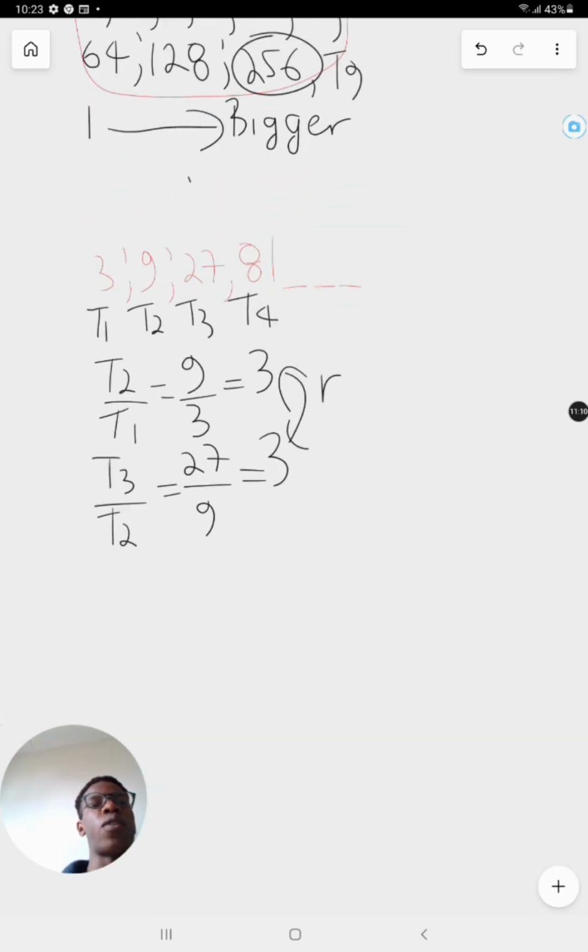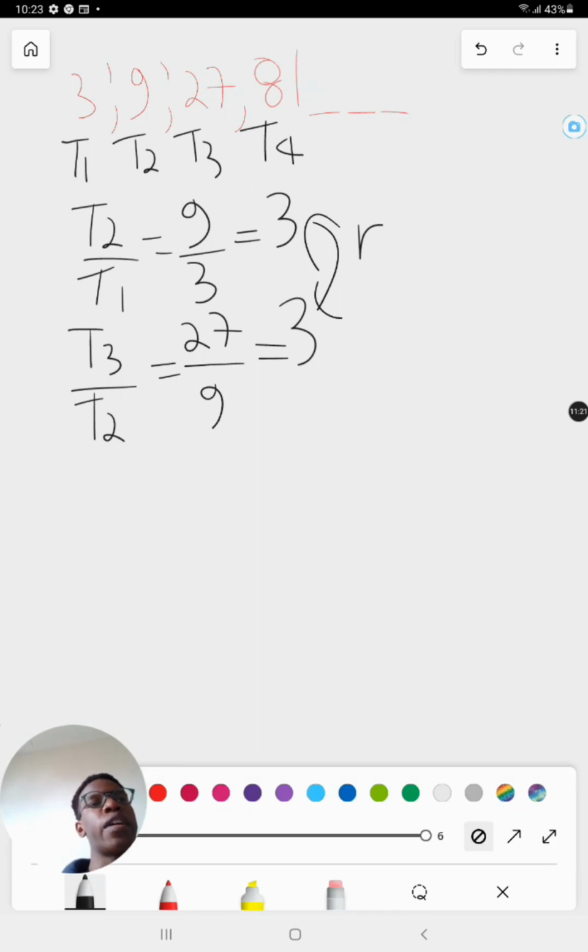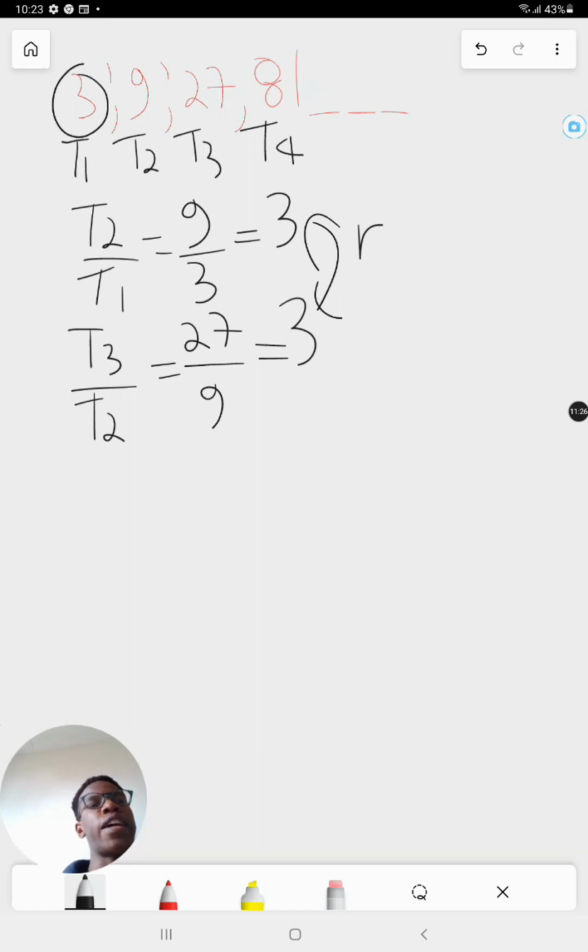It's geometric. Now, you will notice that in this geometric sequence, these numbers are getting bigger. We started off with a smaller number. We started off with 3, and then T2 here is 9. T3 is 27. T4 is 81. It's getting bigger and it's growing very quickly. Already we're at T4 and we're at 81. T1 is 3 and T4 is 81. So it's getting bigger. It's spreading very quickly.